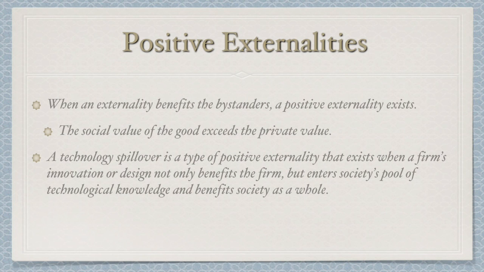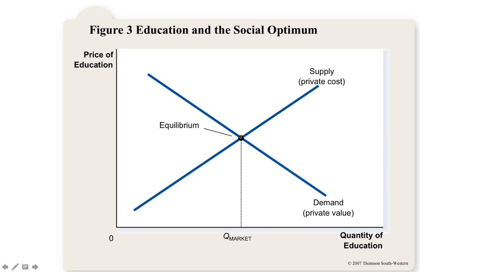Now, when an externality benefits a bystander, it's a positive externality. Okay? So the social value is higher than the private value. So there's lots of examples of positive externalities. Probably one of the best examples is education. Okay? So when somebody gets educated, the benefit is to themselves, but there are also benefits to society. You have a more informed electorate. You have technology spillovers where they develop new ideas, they work better, they're better taxpayers. There's all kinds of benefits to education.